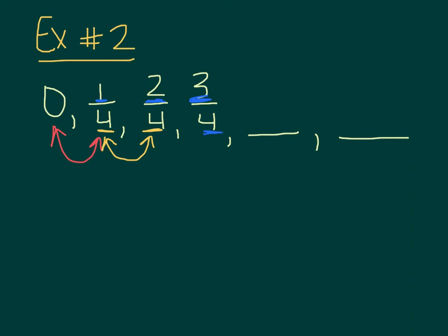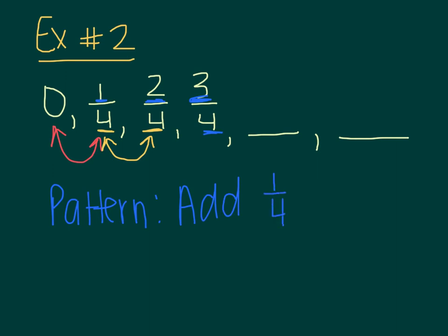So it looks like our pattern is to add 1/4. Because when we add 1/4, the denominator always stays as 4, and we would just keep adding 1 to the numerator. So if we added 1 to the numerator, we would have 4/4 and then 5/4.